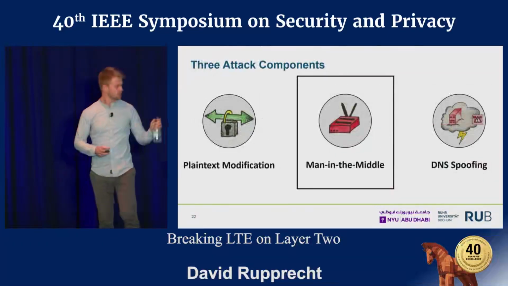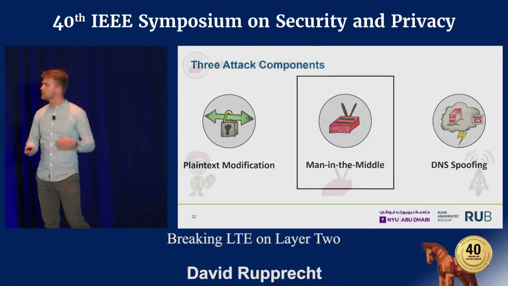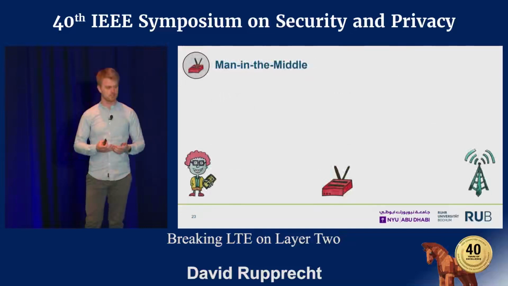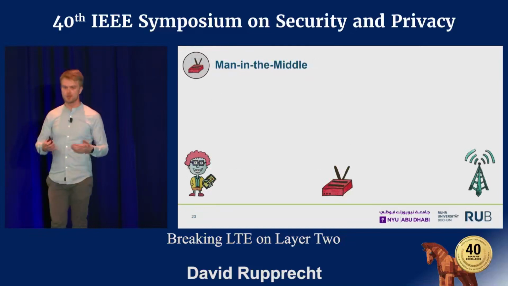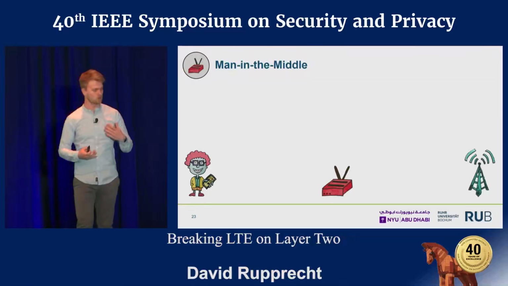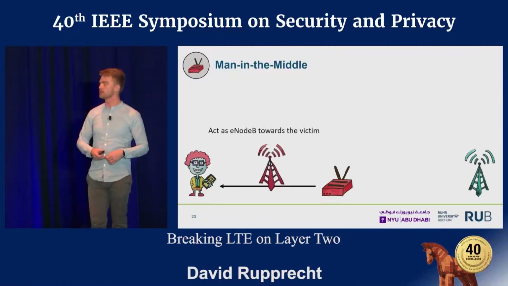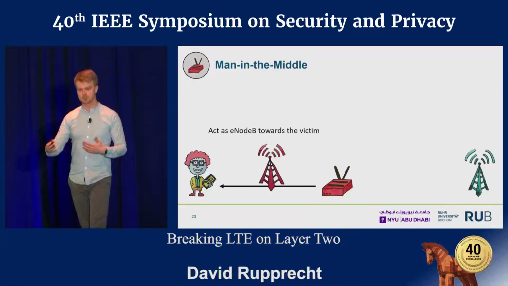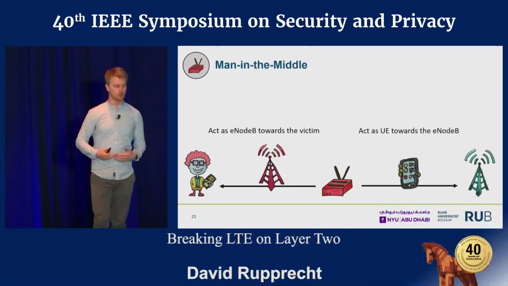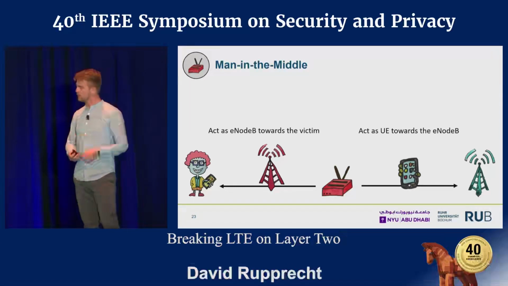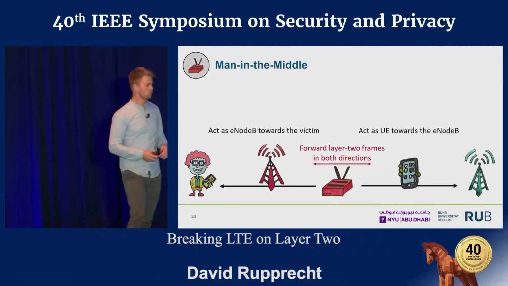I want now to introduce the active man in the middle. Obviously, we need an active man in the middle to intercept these messages, and for LTE, this was the tricky part. So I want to give you a rough idea of the requirements and not go into detail of the implementation. First of all, the active man in the middle needs to act as an eNodeB towards the victim, towards the phone, and act as a UE, so as a phone, to the commercial network. This all happens on layer 2, and he needs to forward layer 2 frames on both sides.